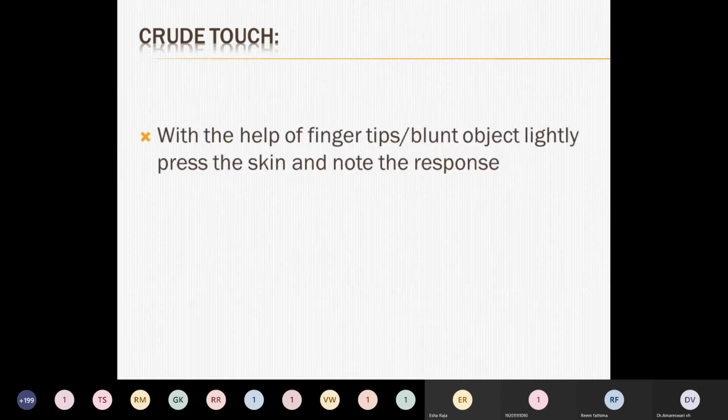Next, we are going to check the crude touch. For this, you are not going to use cotton wool. You can use your fingertip or the back side of a pen or a pencil, the blunt object. Usually we can use the back side of the pencil, the blunt end.